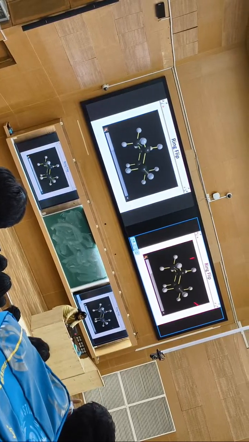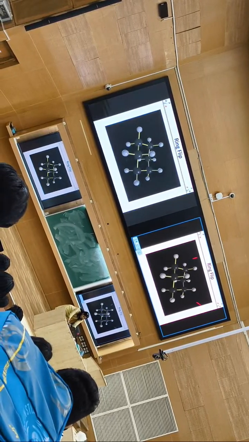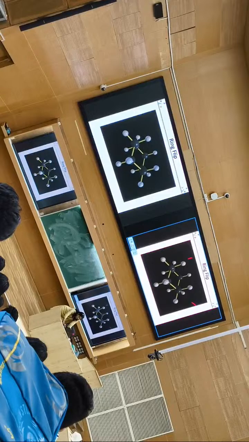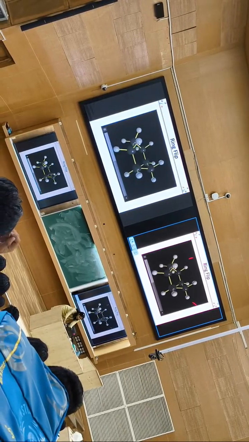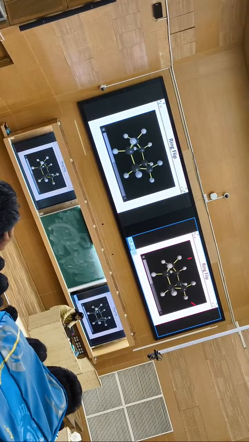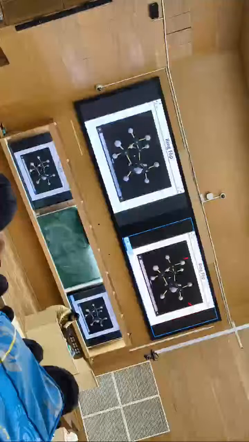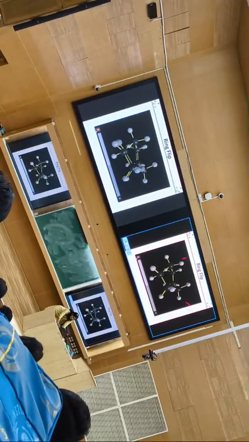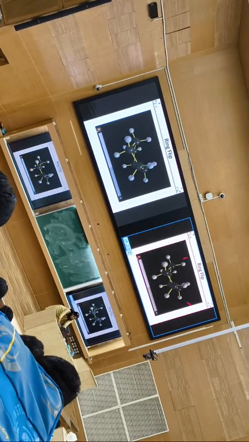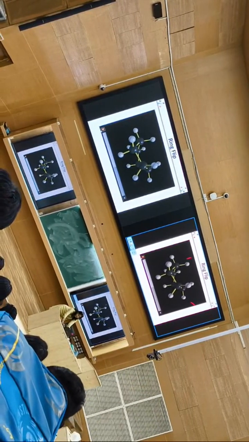Moving on. Now the ring flip will happen. This flap is moving up. I've already moved a little ahead. But you first get something called a half chair. Then you continue, you get something called a twist boat. So this is the twist boat.